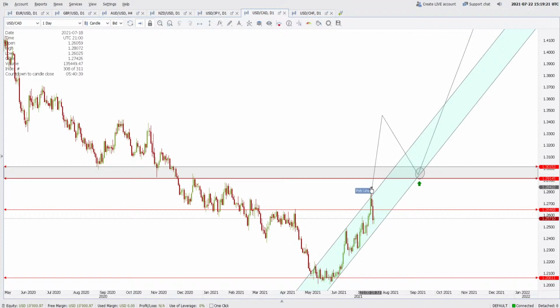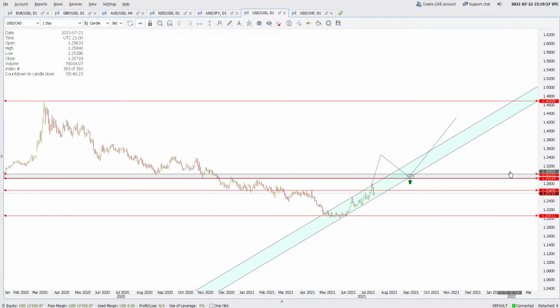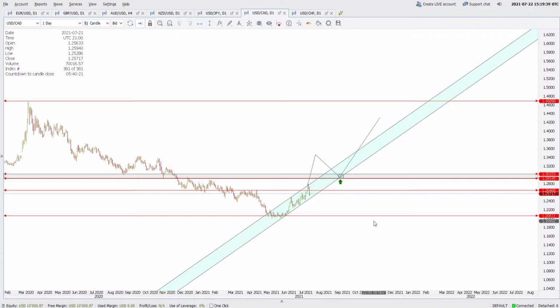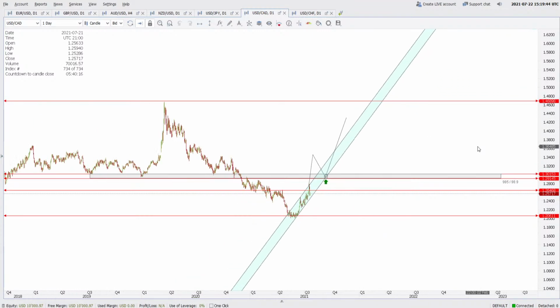But if eventually the US dollar is able to throw the Canadian dollar in the dustbin, or you can say thrash it, and go up and break the 1.3015 region, then the retest of this region as a new support may give us an equally good opportunity to go long in this market with a long term perspective, with a target of 1.4689 region.